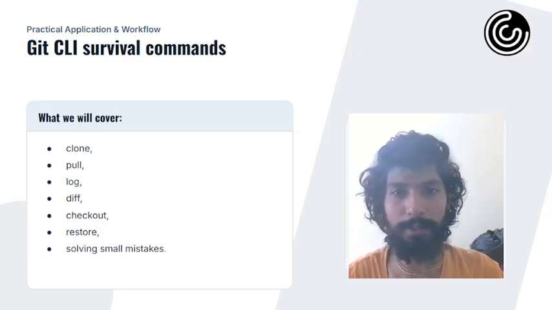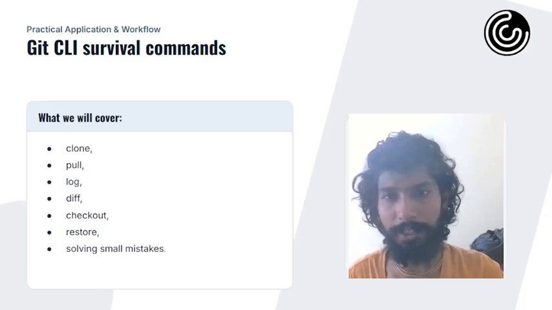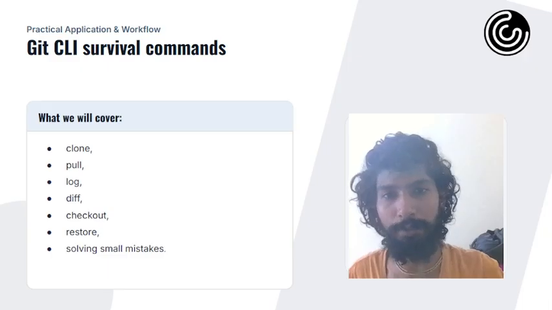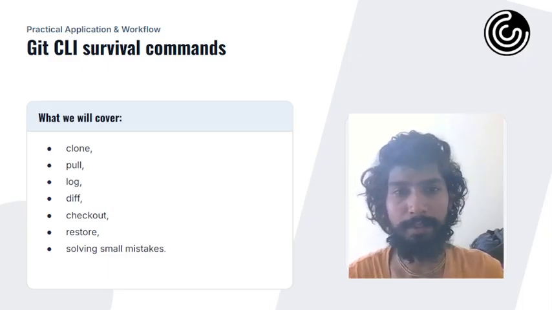So today we will clone a repository, intentionally make a mistake, check the mistake using Git Diff, and then restore the file safely. By the end of this video, you will know how to stay calm when Git shows scary messages. Today we will learn 5 survival commands.